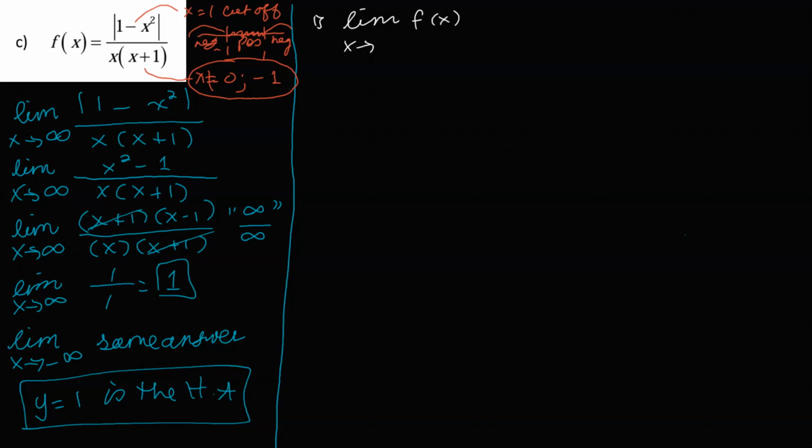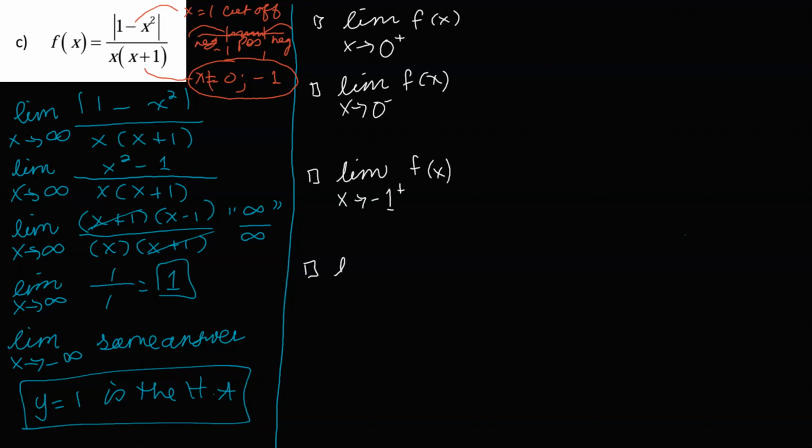As far as the definition of vertical asymptote goes, we need to look at when x is approaching 0 from the right, the limit as x approaches 0 from the left, and then the limit as x approaches negative 1 from the right, and then the limit as x approaches negative 1 from the left of f of x. Those are the four things that we need to look at to investigate the vertical asymptote.